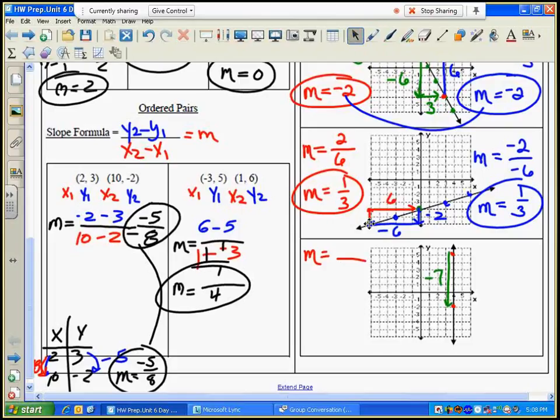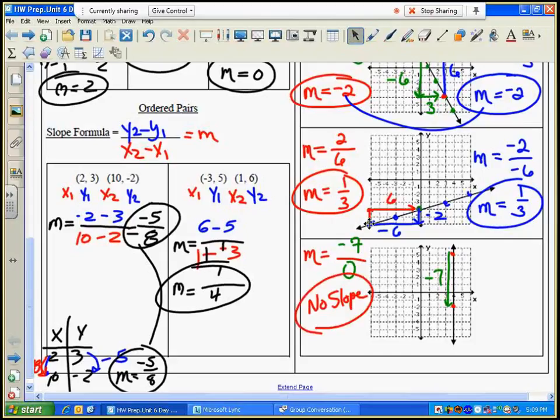Okay. But then when I tried to do my run, my side to side, it doesn't go side to side. So there's no change there. That would just be 0. If I try to divide -7 by 0, it wouldn't make any sense. Matter of fact, if you plug that into the calculator, you get an error. There is no value here. There is no slope.